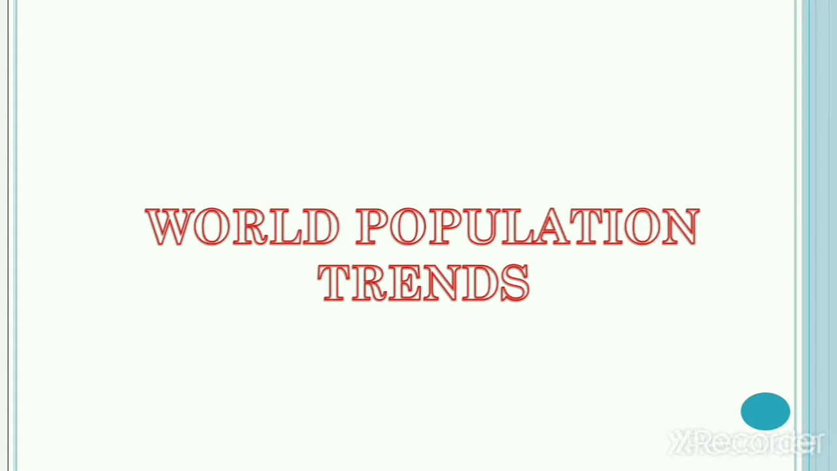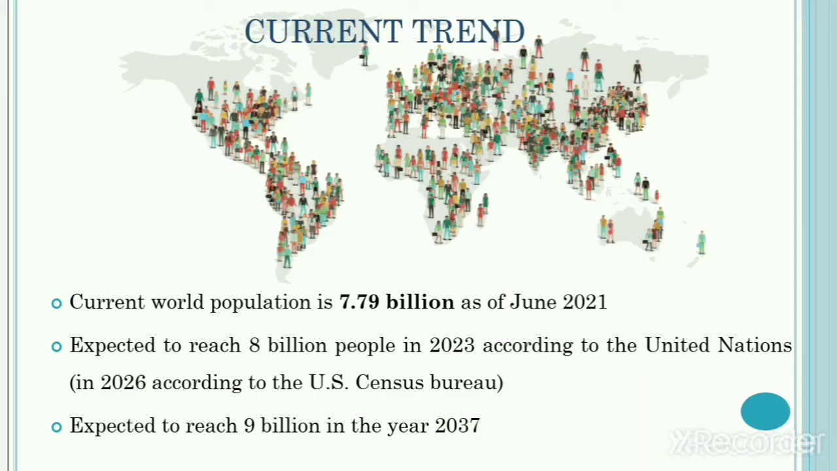Now let's look into the world population current trends and patterns. The current world population as of June 2021 as per Worldometer is 7.79 billion. It is expected that this population will reach around 8 billion in the year 2023 according to the United Nations, and is expected to reach 9 billion in the year 2037.